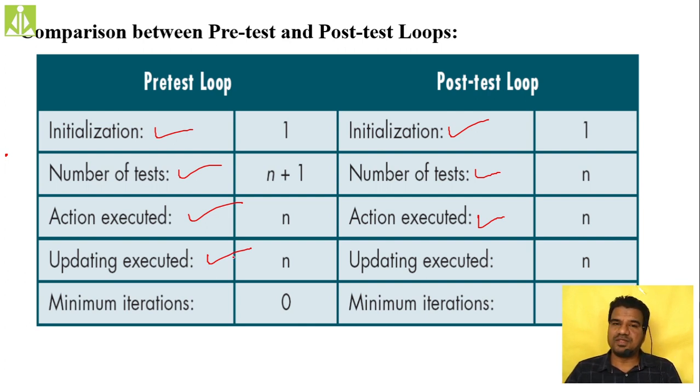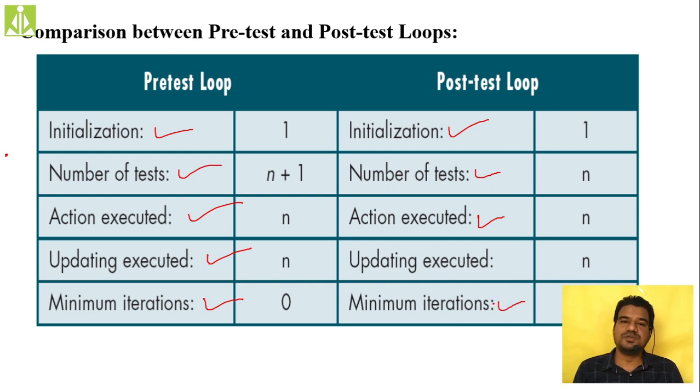if the condition is false in the first iteration itself, then the minimum number of times that the body will get executed is 0 in case of pre-test loops, and the minimum number of times the body will get executed is 1 time in post-test loops.